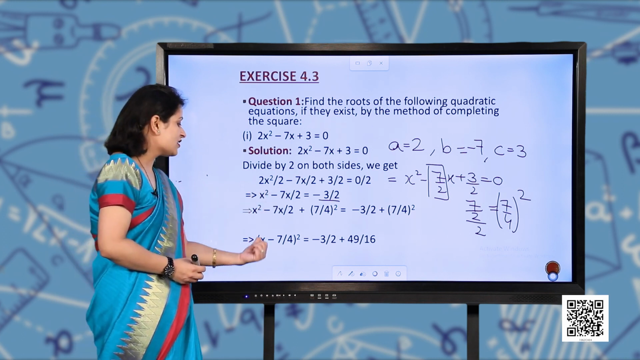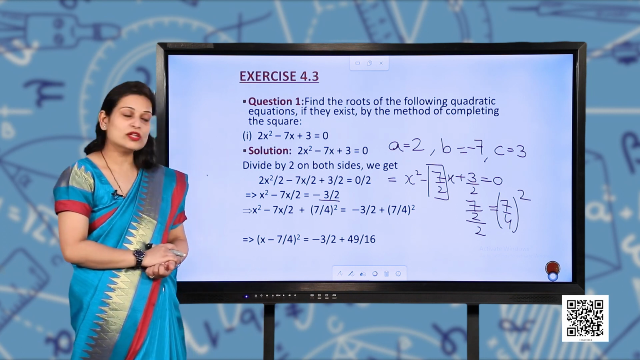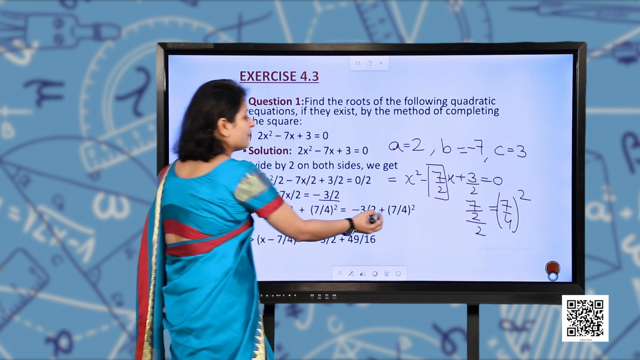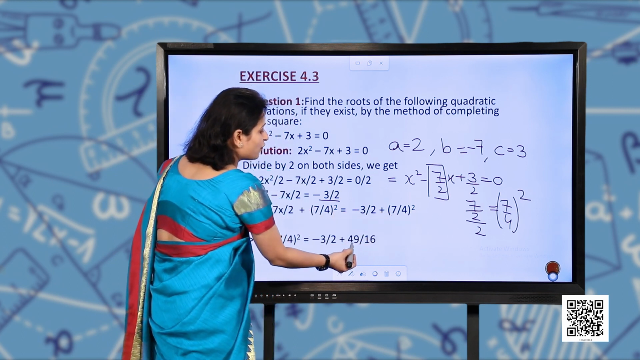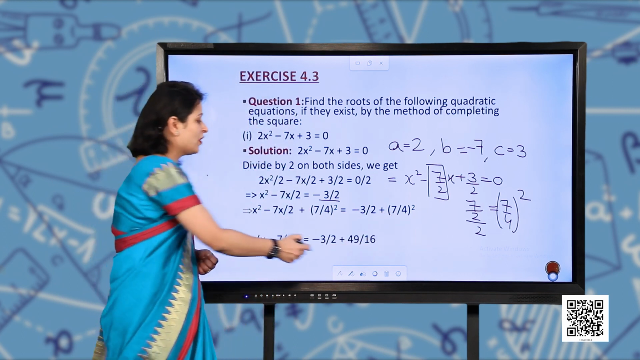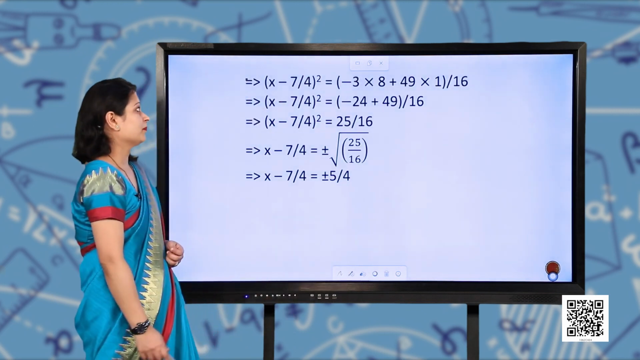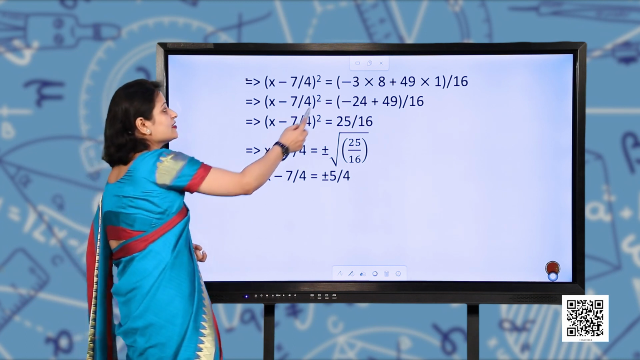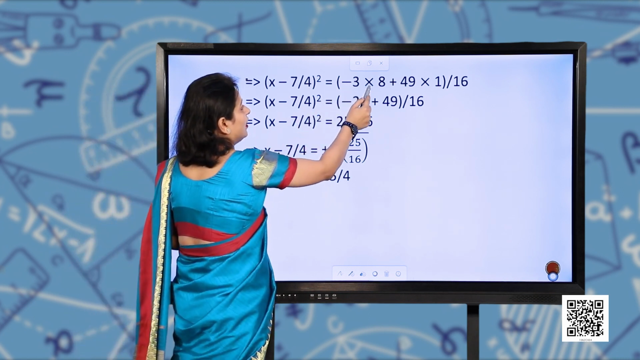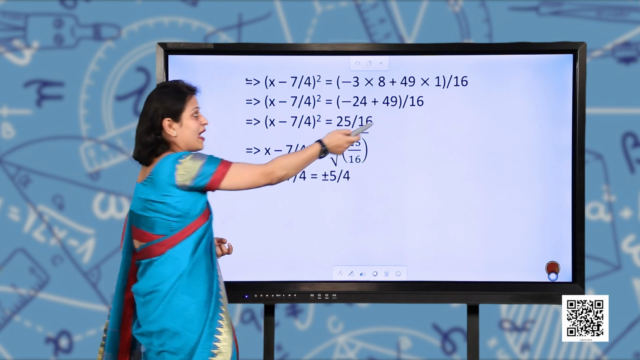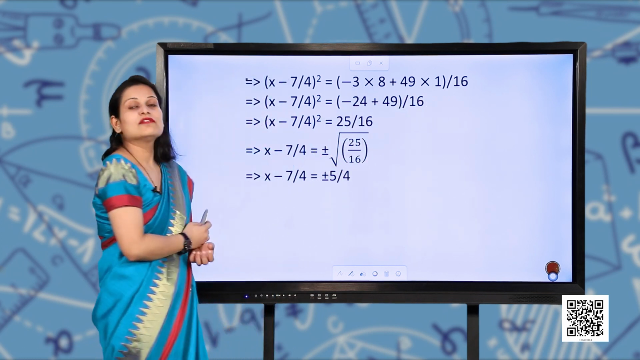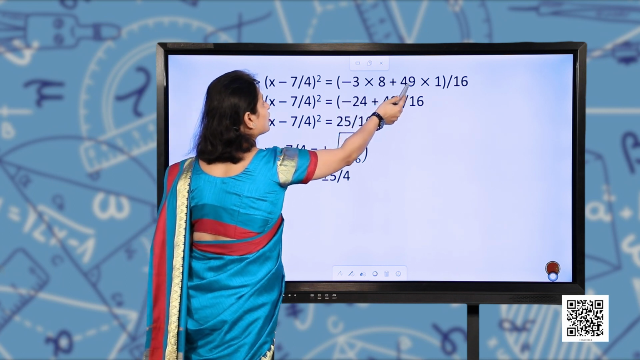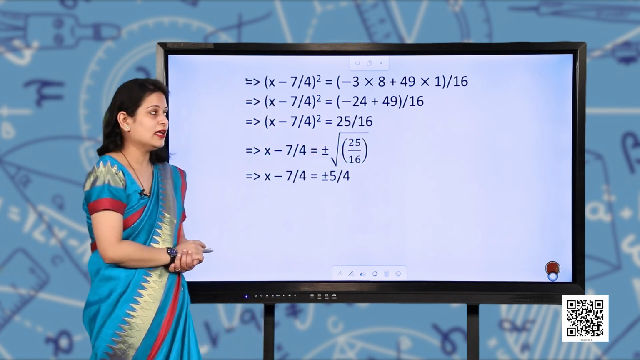So, you will get x minus 7 by 4 whole square equals to minus 3 by 2, and what is 7 by 4 whole square? It is 49 upon 16. Now, we will solve this equation. So, you will get x minus 7 by 4 whole square as minus 3 into 8, by taking the LCM as 16. First of all, solve the right hand side. So, you will get minus 3 into 8 plus 49 into 1 divided by 16.